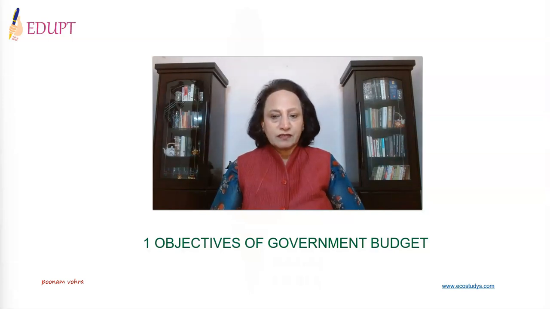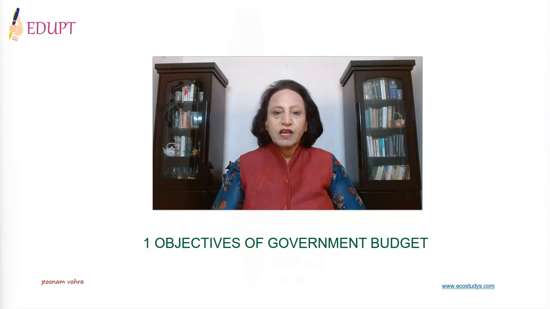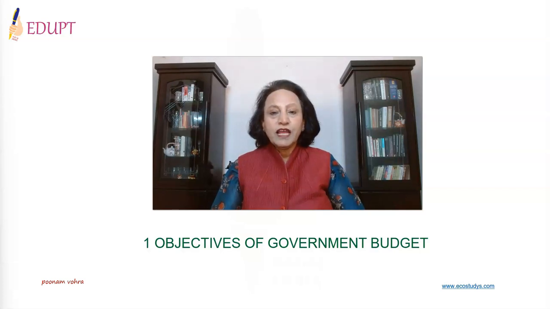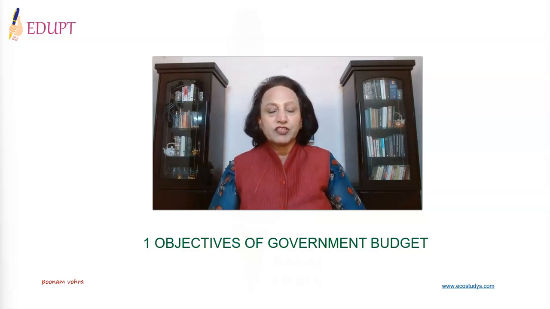A government's budget is a statement showing estimated receipts and expenditures of the government under various heads for the financial year beginning from 1st April to 31st March the following year, keeping in mind the rapid and balanced growth with equity and social justice as the main objectives of planning in India. Accordingly, let's understand the objectives of government budget.